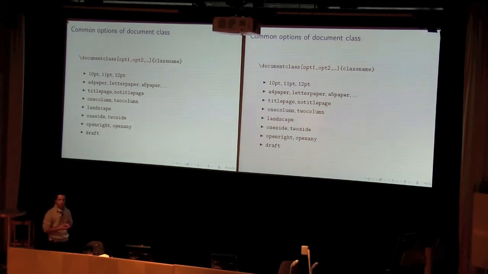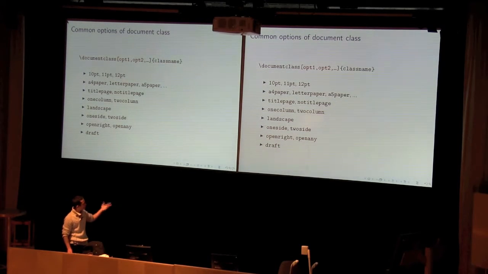For all these classes that are very common, that are standardized, and that you will find in every distribution, you have options. The first is about the size of the font. Then you have the size of the paper. You can choose title page or no title page. That means, as you've seen when we produced our first document, we have the title, then the text. If you have a bigger document, we find it useful to have the title page, then you turn, and the document starts. Okay?